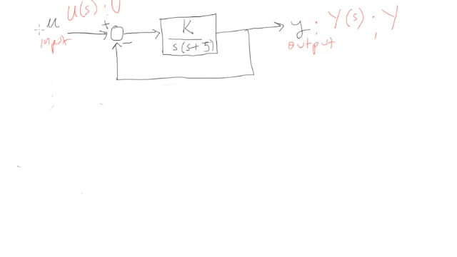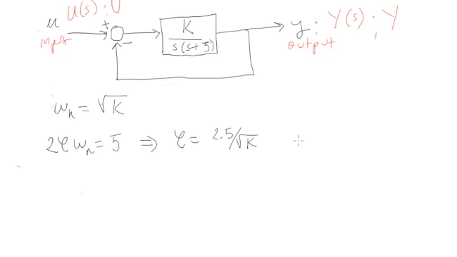So just as I said, the natural frequency of my system is the square root of k. And also I know from the second coefficient of the denominator is 5. So 2 times damping ratio times omega n is 5. So from here I can say the damping ratio of my system is 2.5 over square root of k, or the square of the damping ratio in my system is 6.25 over k.